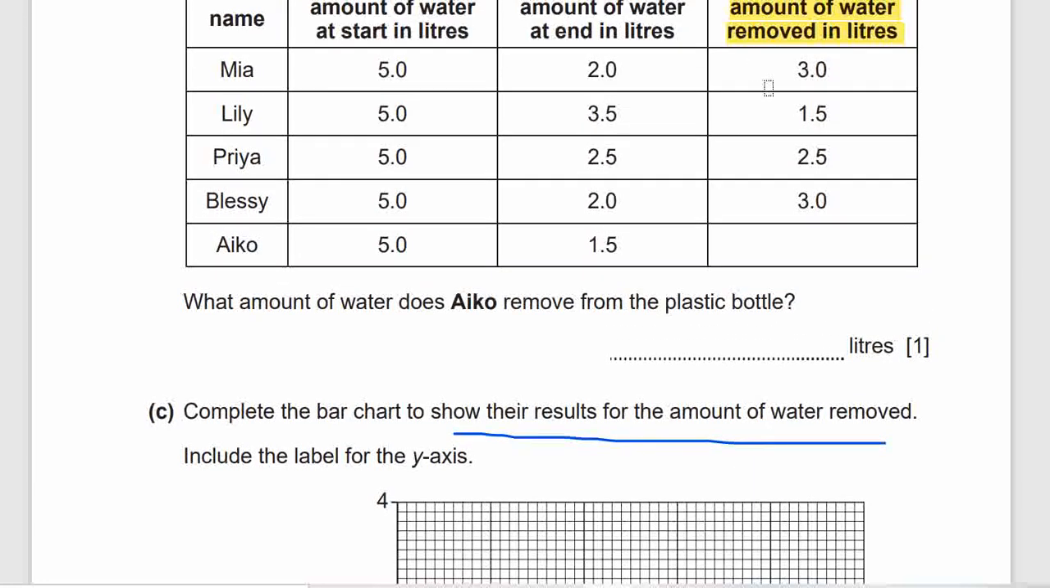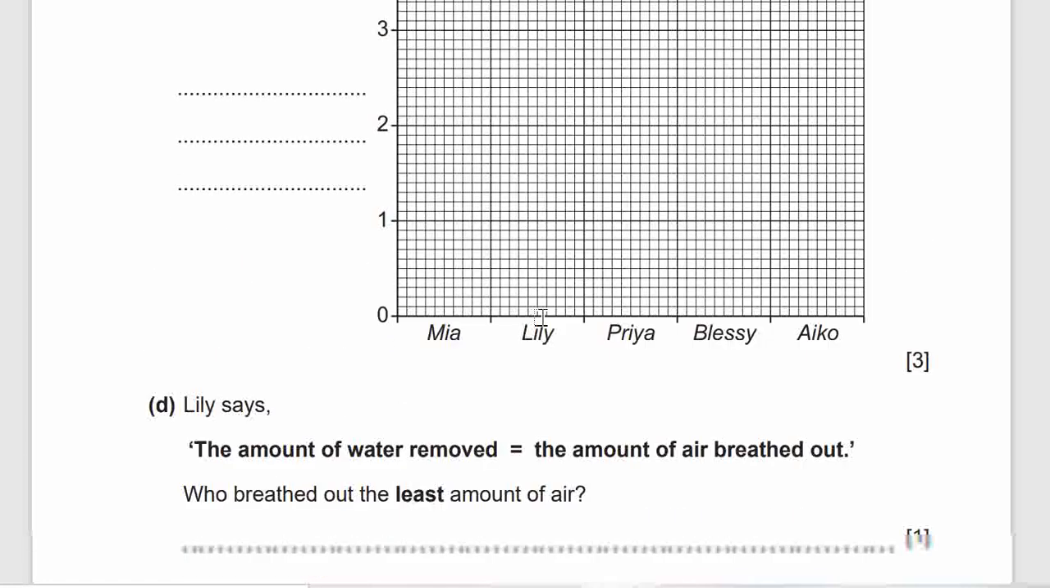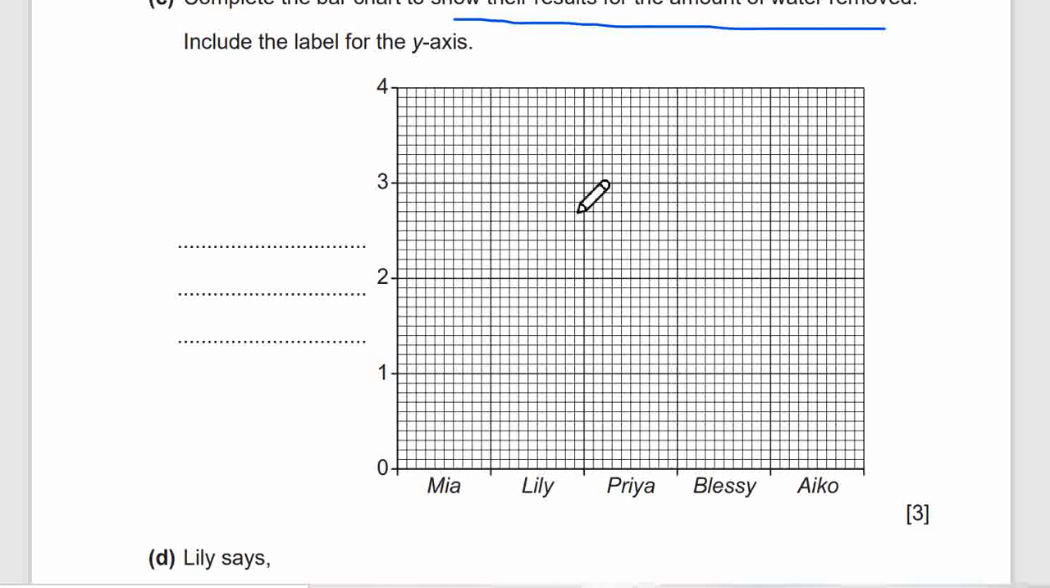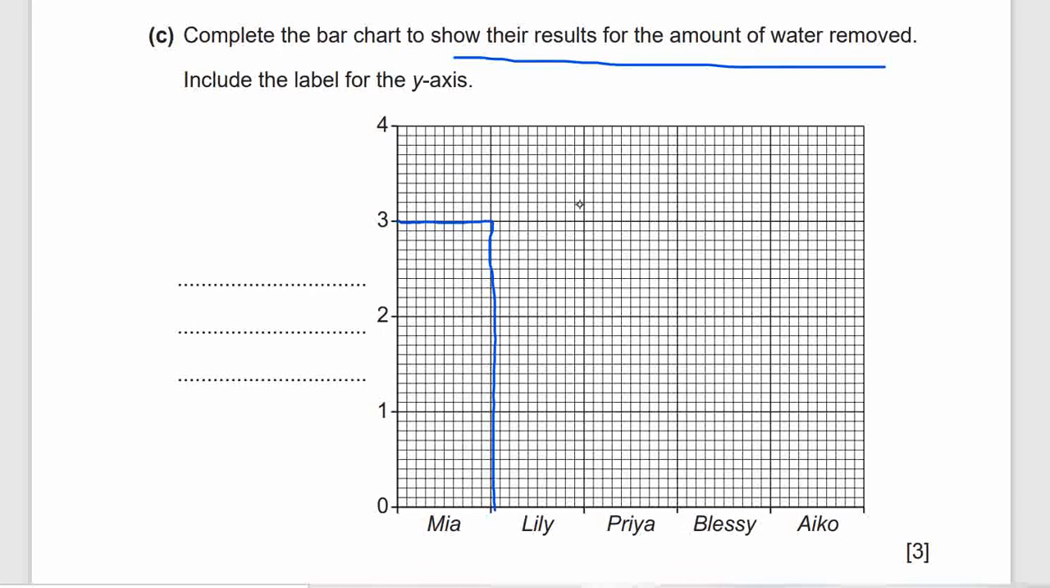It will be all this data. Mia is 3, so we plot Mia is 3 here, somehow like that. And this will be the amount of water removed, in liters.